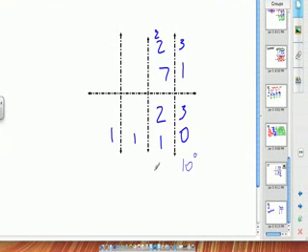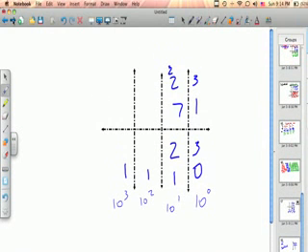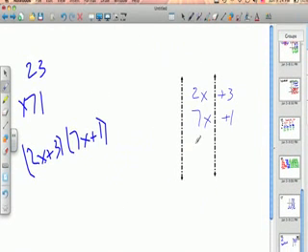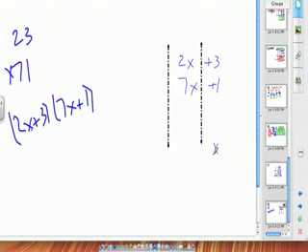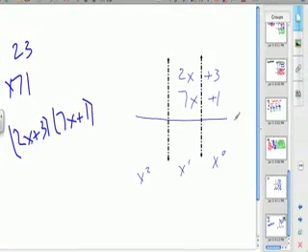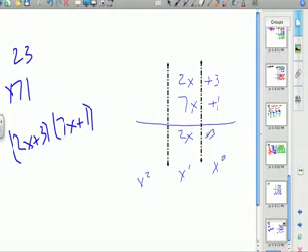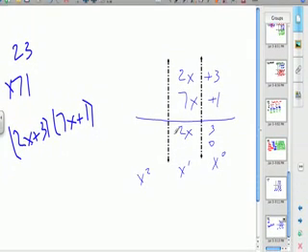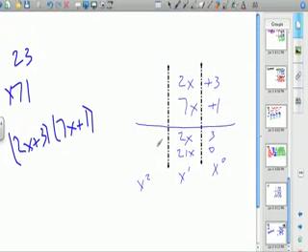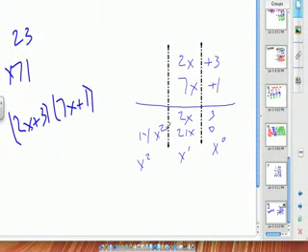Since ones is 10 to the 0 power, and tens is 10 to the first power, and hundreds is 10 to the second power, and thousands is 10 to the third power, then in this case, this is just going to be x to the 0 power, x to the first power, and x to the second power. It really doesn't make a difference. 3 times 1 is 3. 2x times 1 is 2x. Add a 0. 3 times 7x is 21x. And 2 times 7 is 14. And x times x is x squared.